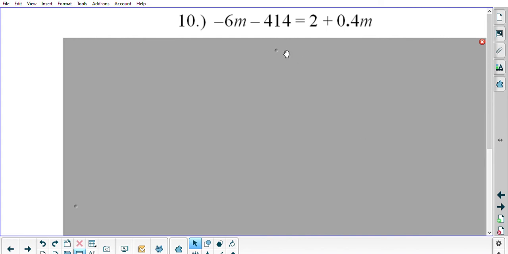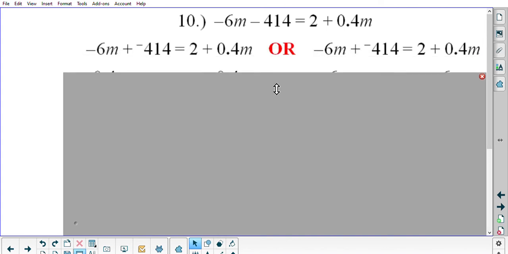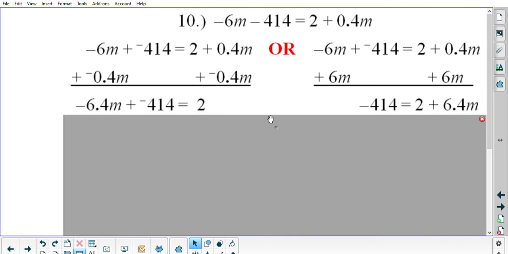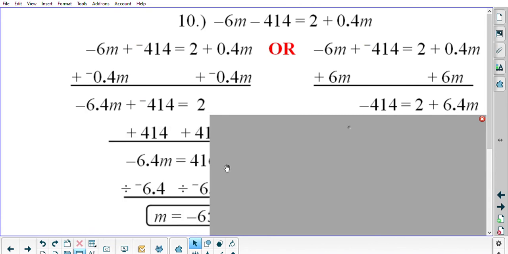Moving on, number 10. Again, two ways of doing this. You could add by negative 0.4m. You could add by positive 6m. If you add by negative 0.4m, you will get negative 6.4m on the left. If you add by positive 6m, then you will get 6.4m on the right. If you got negative 6.4m on the left, then you're going to add by 414 on both sides. You will later divide by negative 6.4 on both sides, and you'll get negative 65 as your answer.